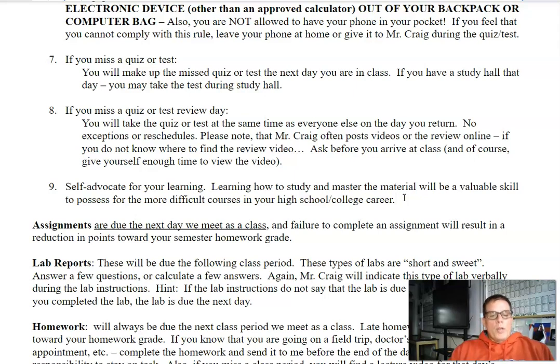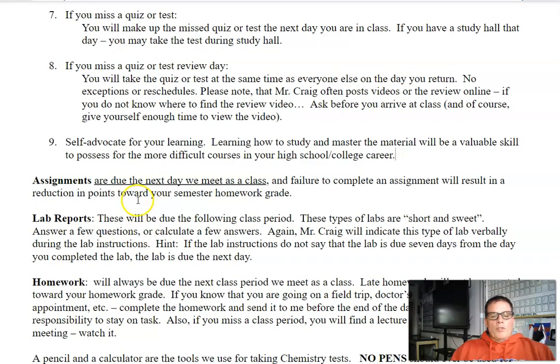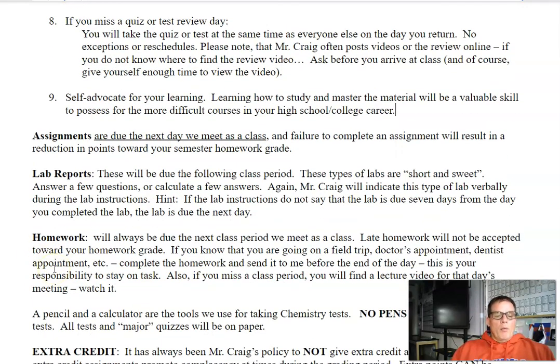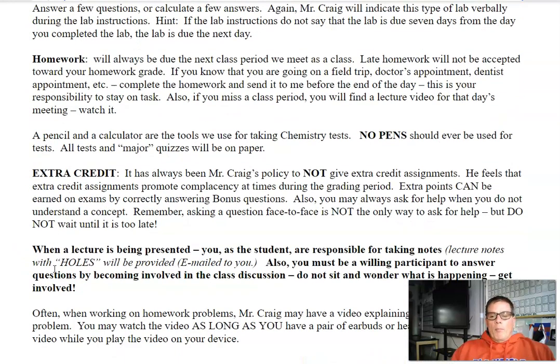But if you wish and choose to go to college later on, you've got to learn to be a great self-advocate for yourself. Okay? All right, so assignments, that's homework. Again, if I assign it in class, it's due the following day. Lab reports, we'll talk about that when we start doing the labs. For the most part, lab reports are typically due the next day. We don't really have any big lab reports where you have to write out a big report. That's more for AP chemistry.